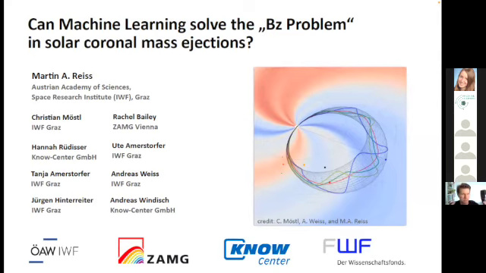And as you know, at any point in time, our solar system is basically filled with tens or even hundreds of coronal mass ejections. So these ICMEs, Hannah was already talking about, are magnetized clouds of plasma that are expelled from the solar surface in the most extreme explosions in our solar system. But still, we don't really understand how geoeffective an ICME will be when hitting Earth's magnetosphere. And so our study really tried to answer the question if machine learning can solve this so-called Bz problem.